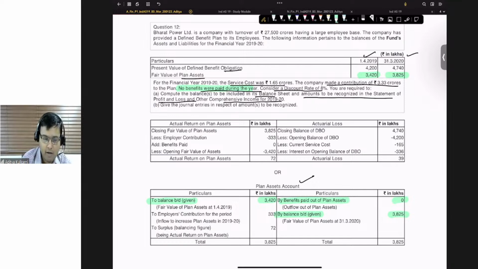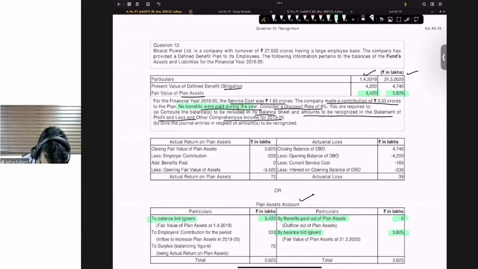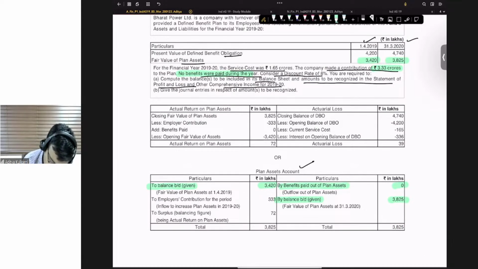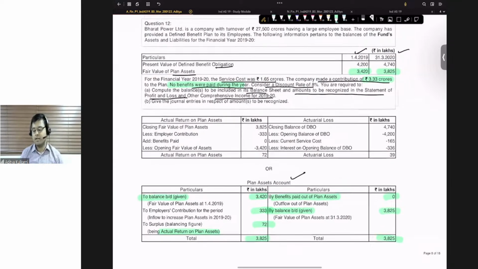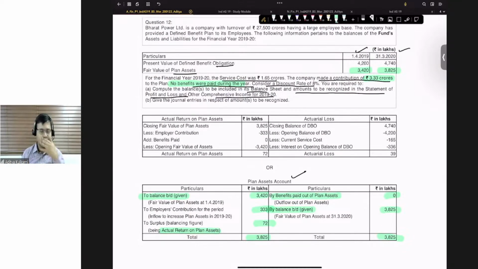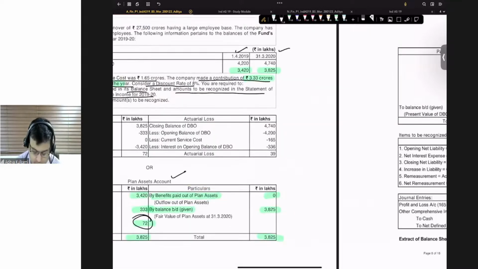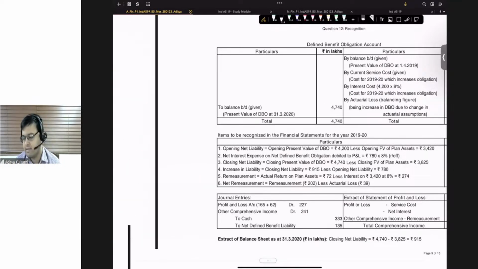You are given employer's contribution for the period. So contribution how much? 3.33 crores. So plan assets increase by employer's contribution 333. Okay. Now if you total it up, this gives us a balancing figure of 72. What is the 72? This is the actual return on plan assets. Is it okay? Have you understood this part now? This is a balancing figure.